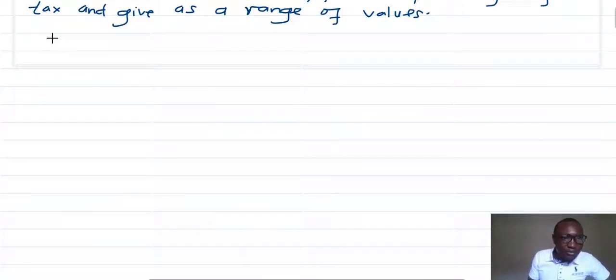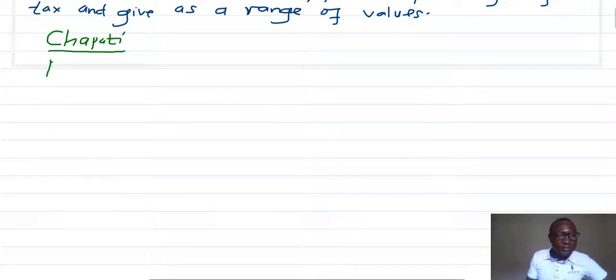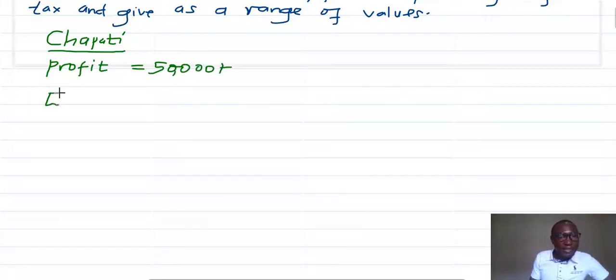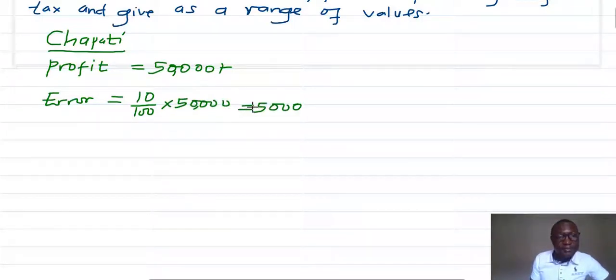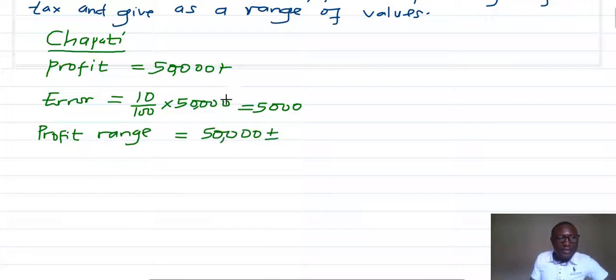So we are going to start by looking at Chapati Business, which brought in a profit of 50,000 shillings, and the margin error is 10% of this amount here. So 10 over 100 times 50,000, which gives us 5,000. Then we find the profit range. Profit range is equal to 50,000 plus or minus the error margin, which is 5,000. So from here we can be able to get the maximum profit and the minimum profit.